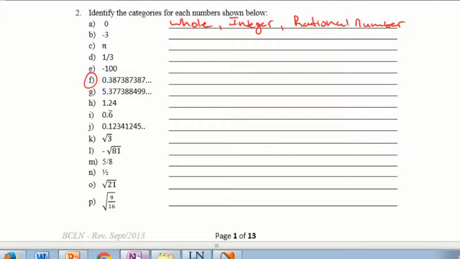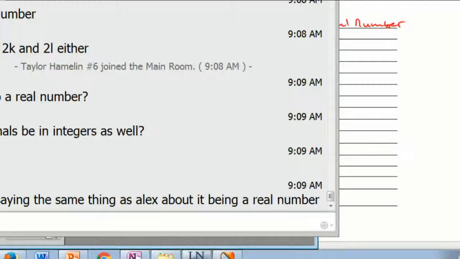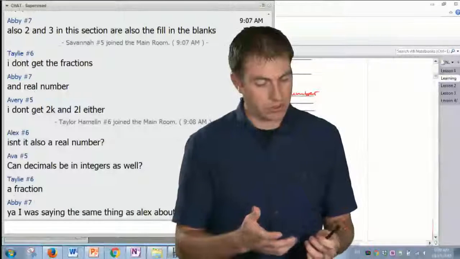387, 387, 387. See that the 387 repeats itself, and oh yeah, that's a good point. So Abby is saying the same thing. Can decimals be integers as well?